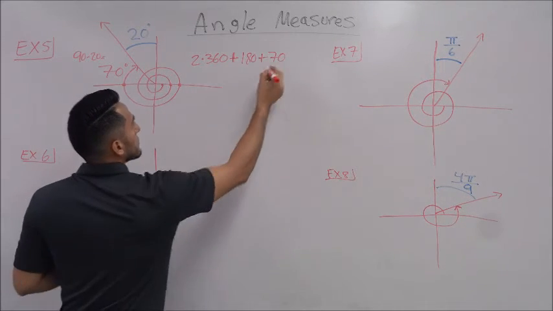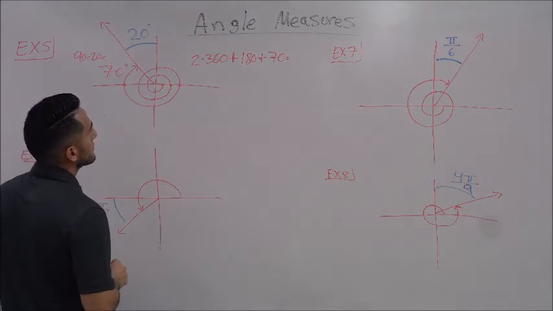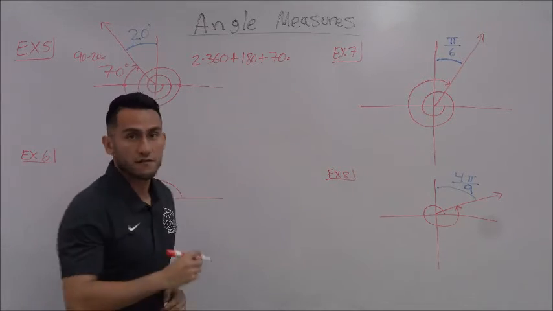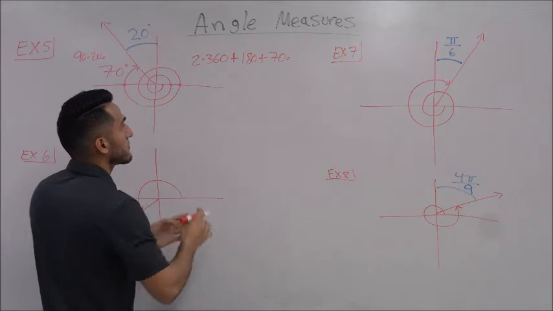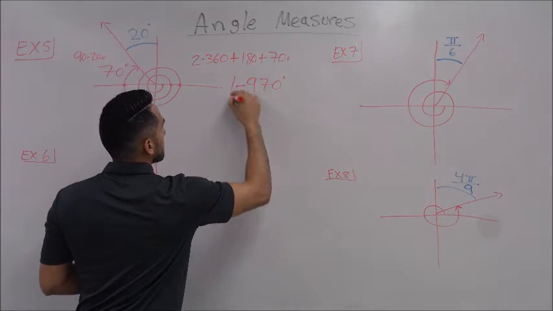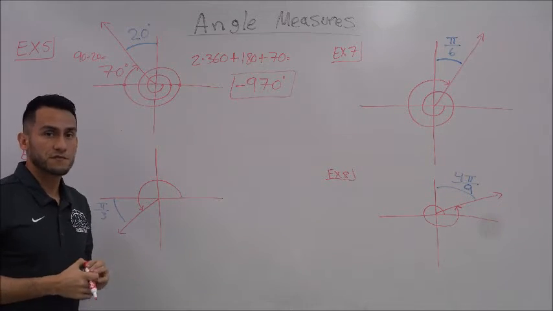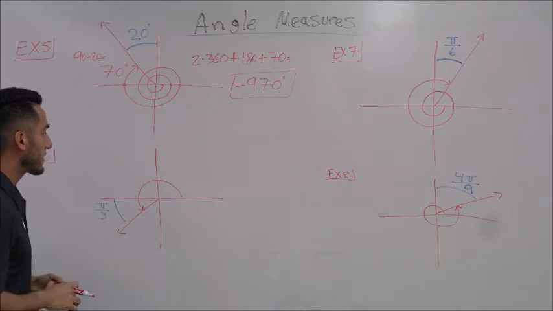And the total here should be about 720, oh yeah, 970 degrees. However, it is going in the negative direction, so it's going to be negative 970 degrees. That would be the answer for this example. So if you got that before the video, before I showed you the answer, good job.